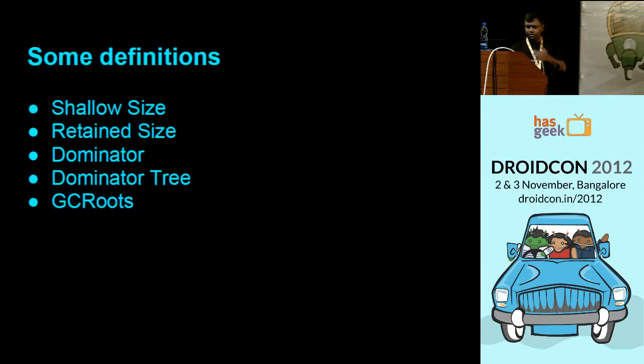And GC roots are basically the objects or points from where garbage collection starts. These are things like native objects and your thread stacks, because whatever is being held there is not garbage. So from there, your garbage collector will start its mark and sweep algorithm to identify what is garbage and what is not.